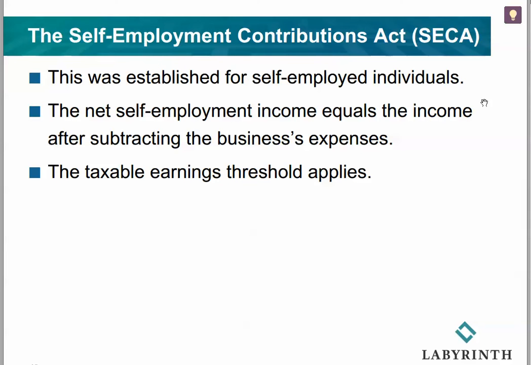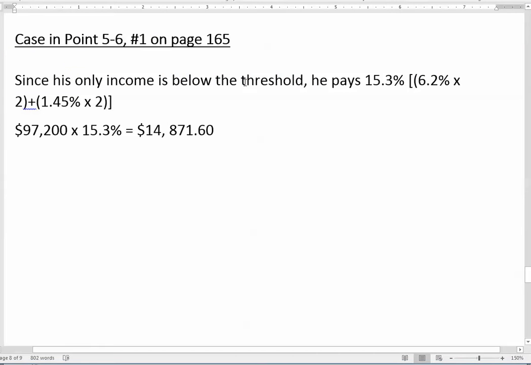But we need to do, I think, some examples of this. So remember that Social Security is only paid on that first 127.2, and that the additional Medicare of 0.9 is for the employee portion only. So let's take a look. We're going to first do case in point 5-6 number 1 on page 165. So let's look at number 1.